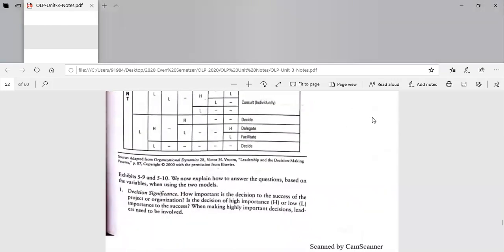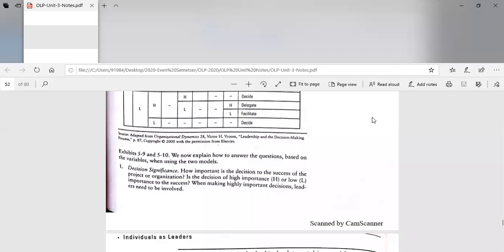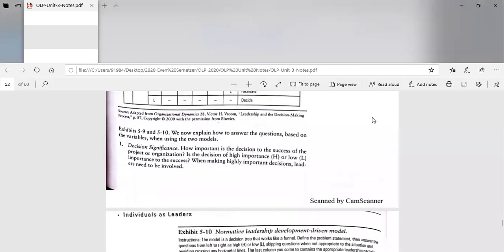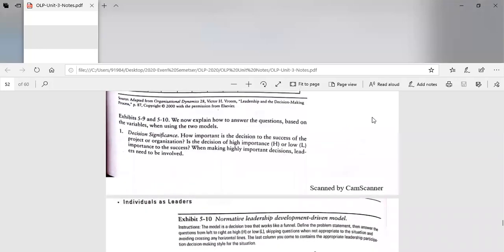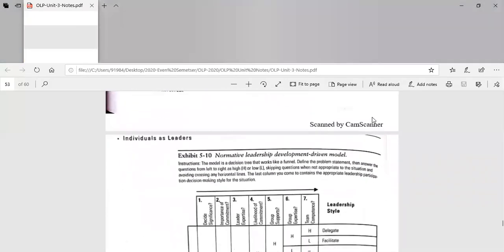Now see here, one by one we'll see what it is. Tables 5.9 and 5.10 indicate, one related to the time driven, the situation, and one related to the followers, that is the development driven. Now the time-related table, what does it indicate? Decision significance: whether the decision is important, that is, how important is the decision to the success of a project or an organization. Is the decision of high importance? They have marked H as high importance, and L as low importance to the success. The decision they take will have a significant impact, either of high importance or low importance. So that is the first one.